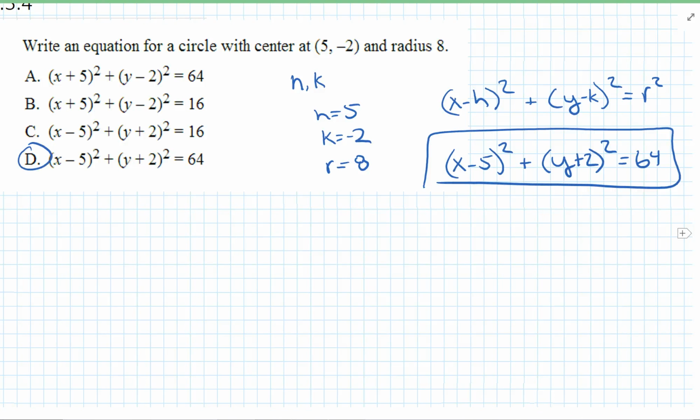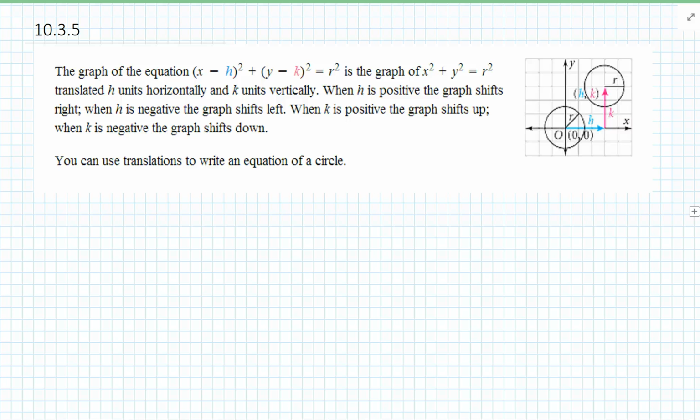Next one. The graph of the equation x minus h squared plus y minus k squared equals r squared is nothing more than a translation of the parent function x squared plus y squared equals r squared, h units horizontally and k units vertically. When h is positive, the graph shifts right. When h is negative, it shifts left. When k is positive, it shifts up. When k is negative, it shifts down.